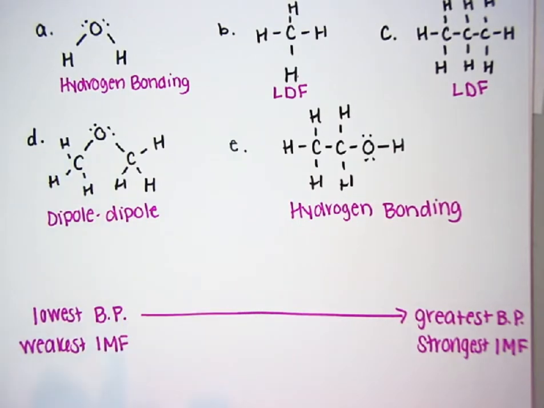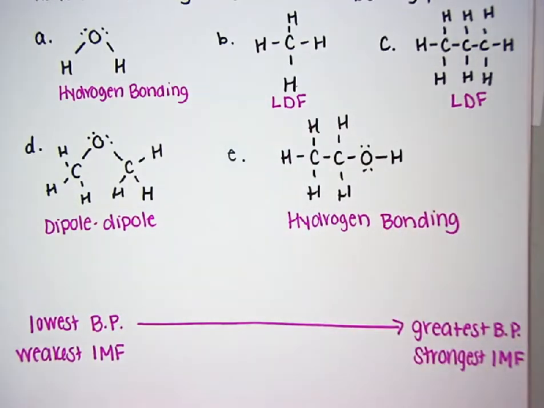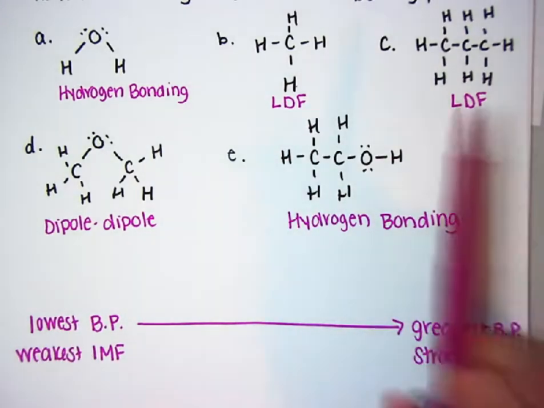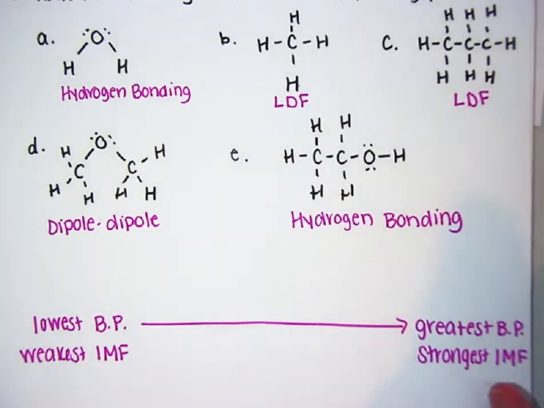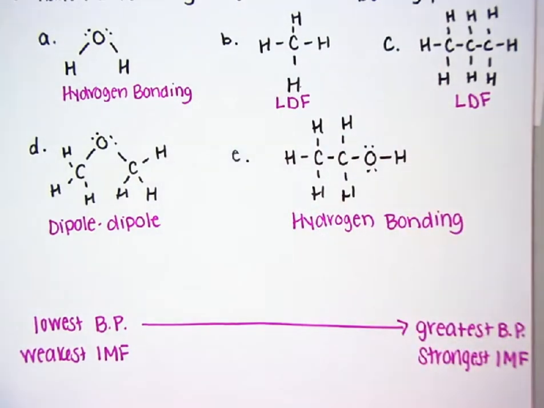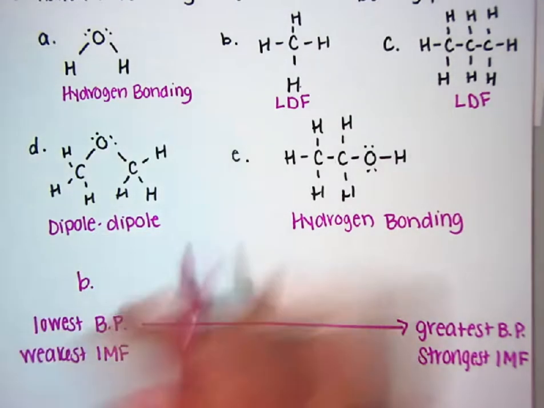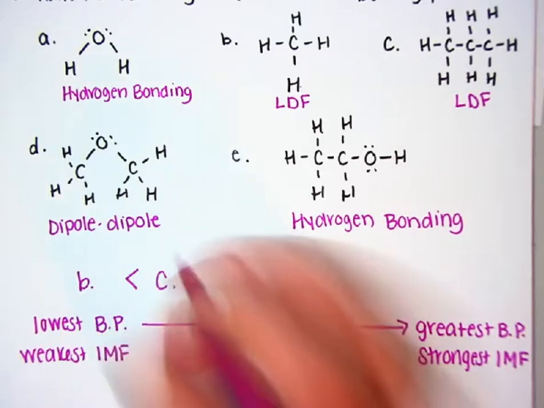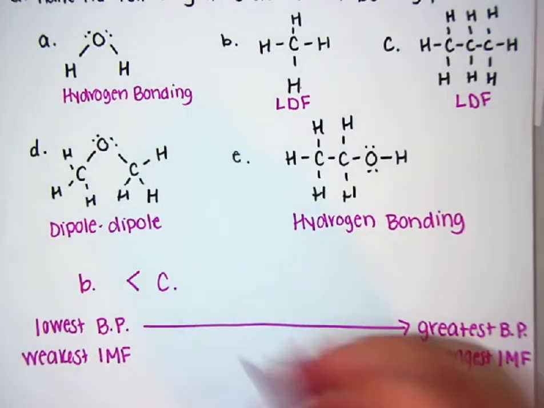LDF is the weakest intermolecular force. I have two compounds with LDF. Remember, if you have two compounds with the same intermolecular force, they both have dispersion forces, then it goes by size. Propane has more electrons. We have more chances for those momentary dipoles. C is going to be stronger than B. So my weakest would be B, methane. C is slightly stronger because it has more electrons, it's larger. After LDF would be dipole-dipole.